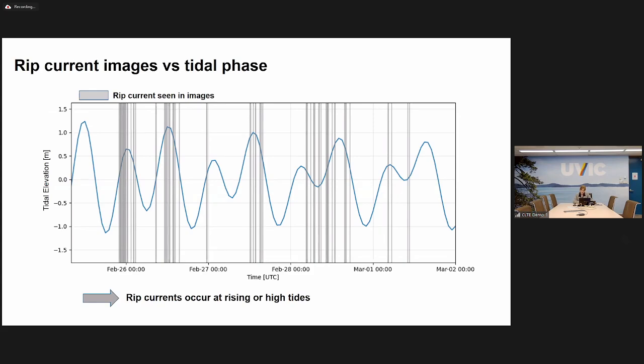This is a plot of the tidal elevation over a week from February of 2023. And so these gray bars here indicate times when rip currents have been spotted in these images. And so when we plot those times over this plot of tidal velocity, we can see a pattern emerge that rip currents are being detected in these images during the rising or the high tides, and not so much at the low tides. So going forward, ideally what we would do is also take into account the wave parameters and plot similar plots to this, and also do these over a longer period to get a more definitive idea of when these rip currents are occurring.